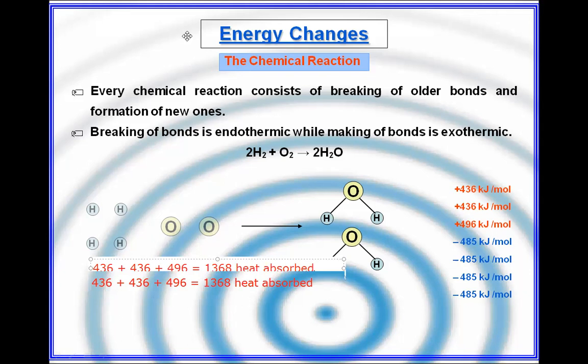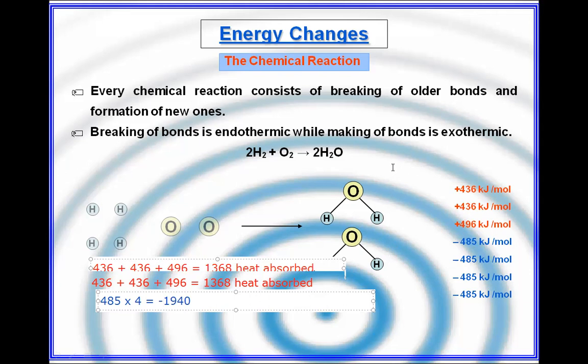What happened next? Now we have to sum these values in the blue color. 485 multiplied by 4, because 4 bonds are new. So 485 multiplied by 4, the product is 1940. 1940 has a negative sign because heat is evolved, while the 1368 is positive. So they are two different numbers.